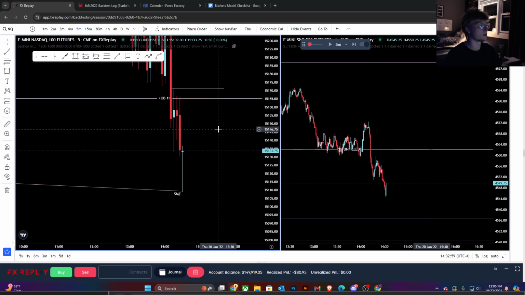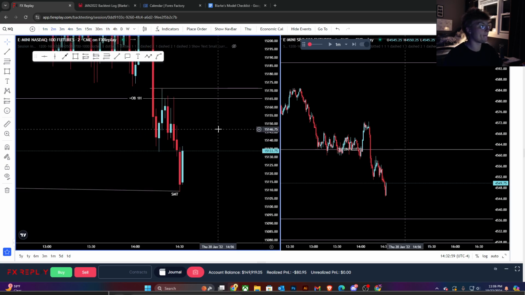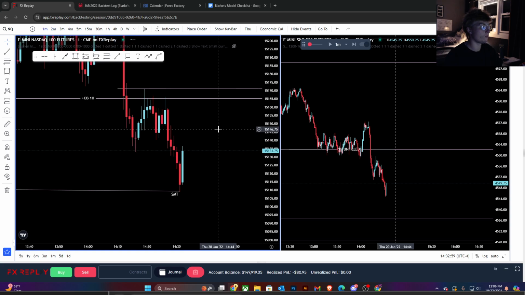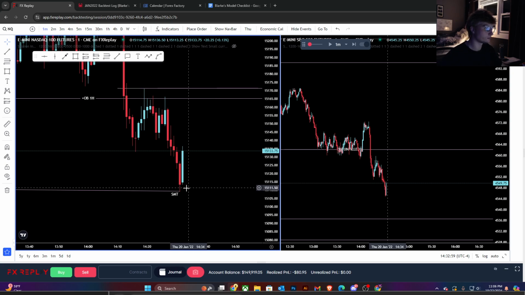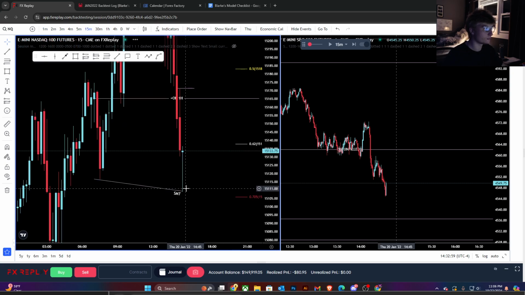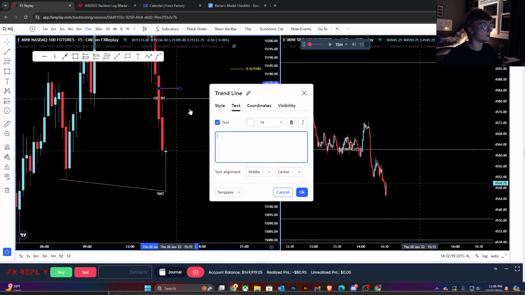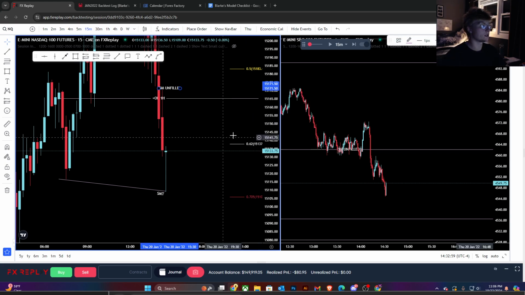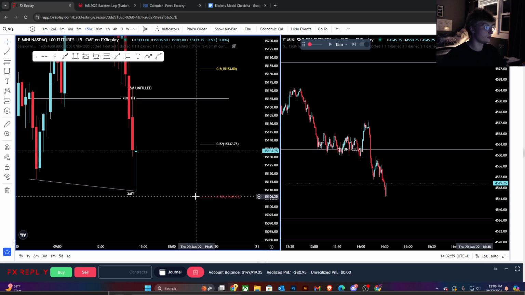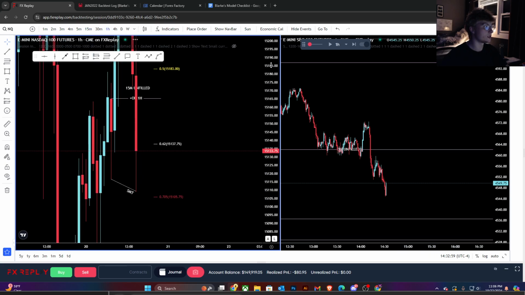Do like longs here, nice SMT. Also 15-minute gap unfilled above us. We are now deep in the discount. Delivery off OTE almost.